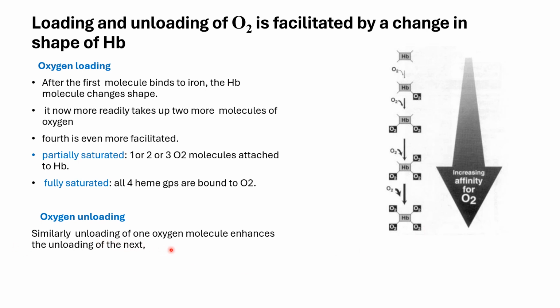Similarly, the unloading of one oxygen molecule moves this in the other direction. So let me just take the pen and let me just show it. When the oxygen molecules are removed, so one oxygen molecule is removed, then the next stage has lesser affinity, so it moves in the opposite direction. So this is loading and unloading of oxygen molecules.